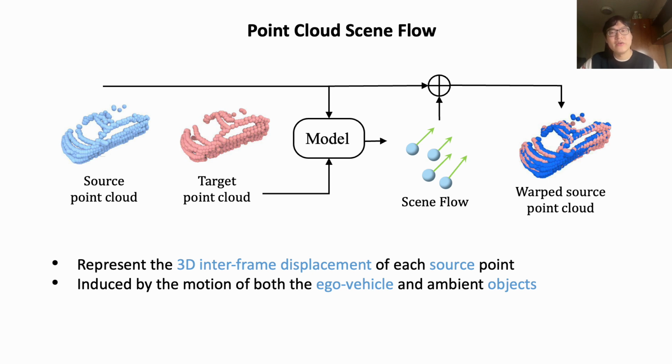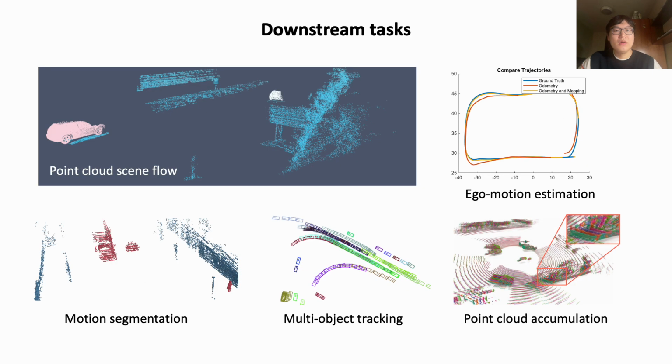In autonomous driving, the scene flow can be induced by the motion of both ego vehicle and objects. Point cloud scene flow can provide holistic motion cues to multiple downstream tasks, such as ego motion estimation, motion segmentation, multi-object tracking, and point cloud accumulation.